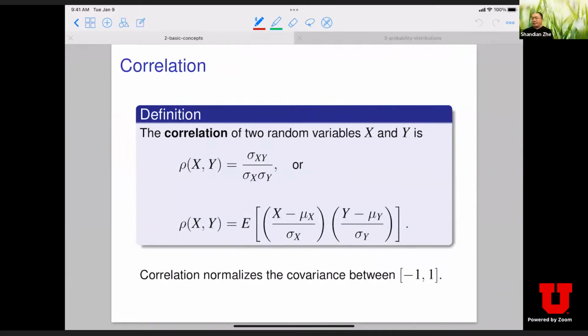And if you further normalize the covariance by the standard deviation of X and Y, that is the covariance of XY divided by the standard deviation of X and the standard deviation of Y, this is called correlation. Correlation can also be defined in this way: a centered X divided by its standard deviation, so we normalize random variable X, normalize random variable Y, and see how they change in the normalized space. So any questions so far about this definition?